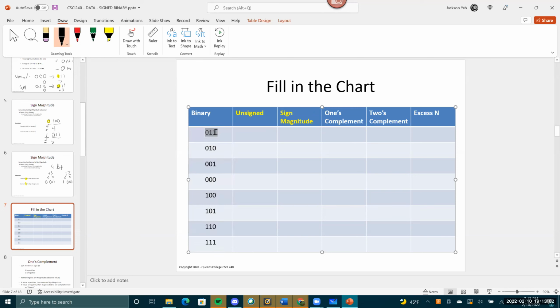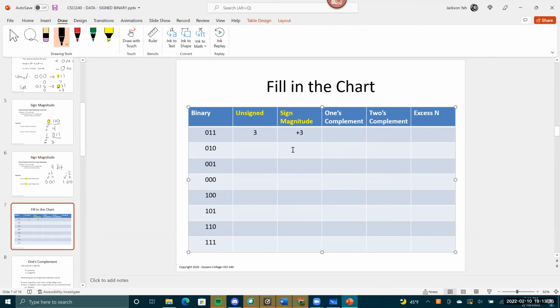Or binary numbers, I should say. So what we're asking is, what would be the decimal value of this binary if the encoding was unsigned? So for example, 0, 1, 1, if it's unsigned, this would be 3, right? And if sign magnitude was used, 0, 1, 1 would be positive, because it starts off with a 0 at the beginning, so it's positive, and then the value would still be 3.